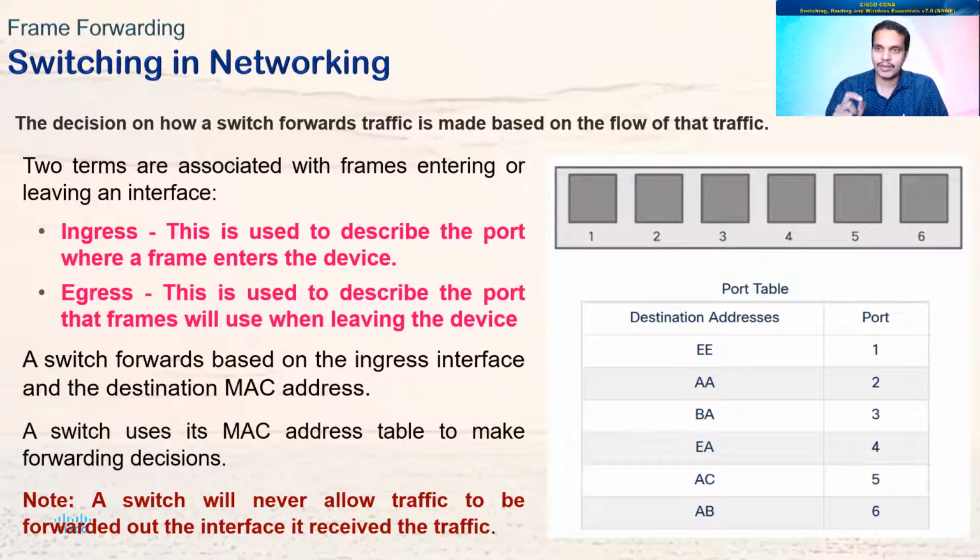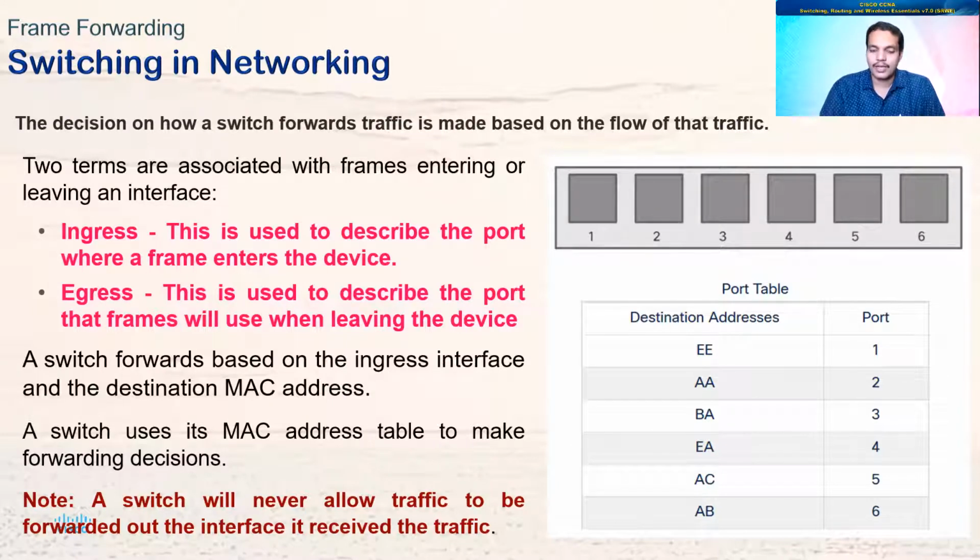That means a switch is forwarding a frame to another device. So egress is the port through which this frame leaves the switch. Ingress is the port through which a frame enters the switch. Generally, a switch forwards based on the ingress interface and the destination MAC address. MAC address is your physical address. A switch uses its MAC address table to make these forwarding decisions. It usually populates the table.